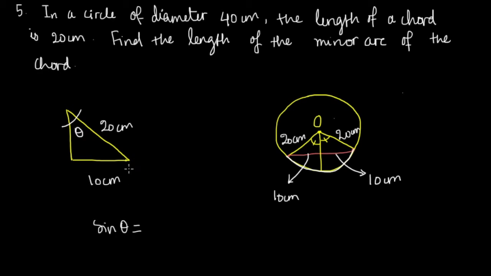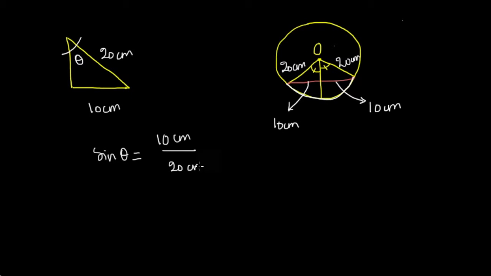So that would be equal to 10 centimeters divided by 20 centimeters, which is equal to half, right? Or we could also say that sine theta is equal to half, and we know if this is true, then theta is equal to 30 degrees, right? So we know this angle is 30.